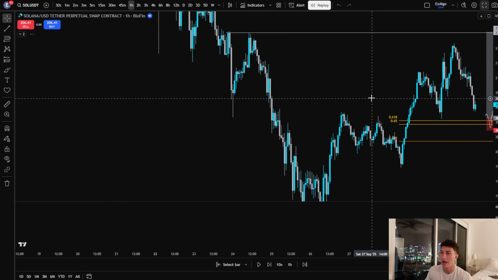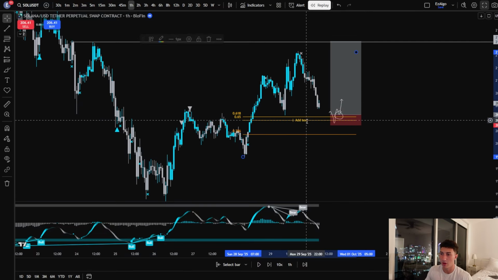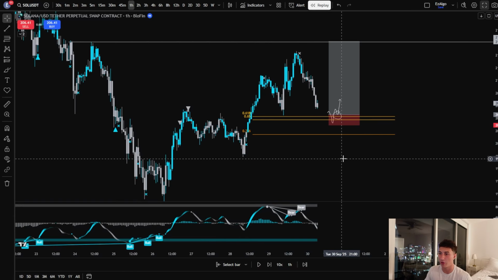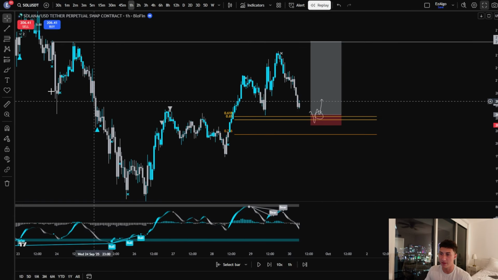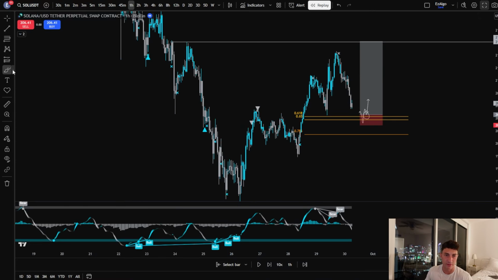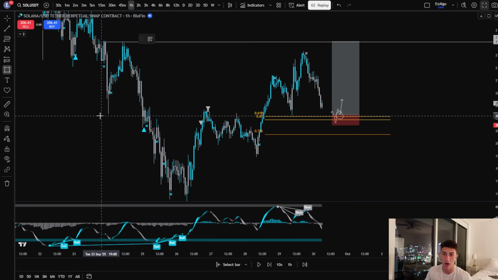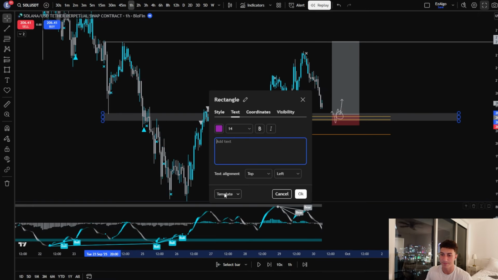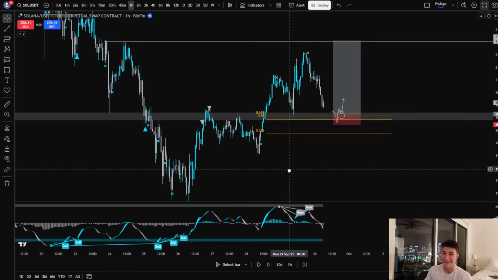Go into replay mode here. As price is coming down to this level, what am I doing? I'm taking my Fibonacci retracement tool. I'm drawing my golden pocket, okay? So this is going to be the zone that I'm interested in looking for longs. Now let's look for some other confluences, right? What other confluences do we have here? Well, I see that we have a key horizontal level, okay? A key zone.